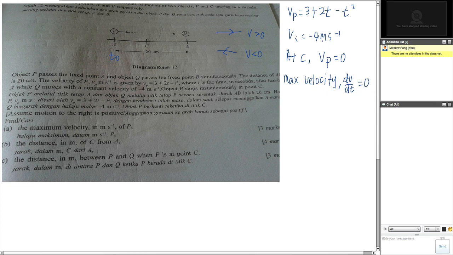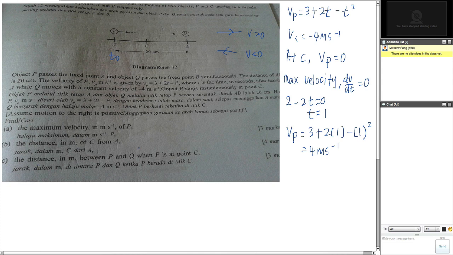So for P, I'm going to differentiate the velocity, and I will get 2 minus 2t. Simple. 2 minus 2t equals 0, so t equals 1. This is just the time. It is not yet the answer, because the question asks for maximum velocity. So you have to substitute t equals 1 into the velocity equation. Velocity of P when t equals 1 is 3 plus 2 times 1 minus 1 squared, which is 5 minus 1, which is 4 meters per second. This is the maximum velocity of particle P.